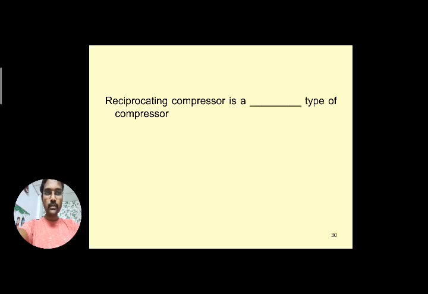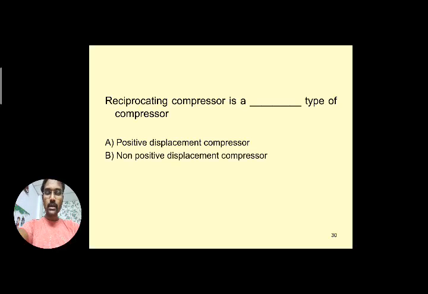So before this we solve this quiz part. Reciprocating compressor is a dash type of compressor. So under what category we have seen, under what group we have seen? It is a positive displacement, right? It is a positive displacement.